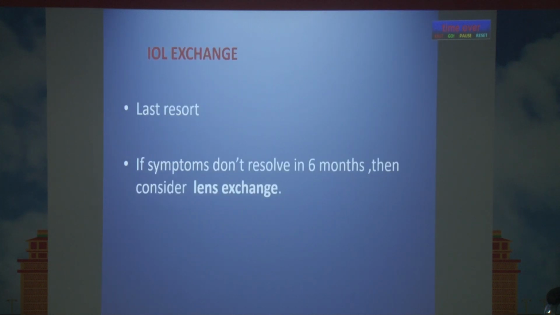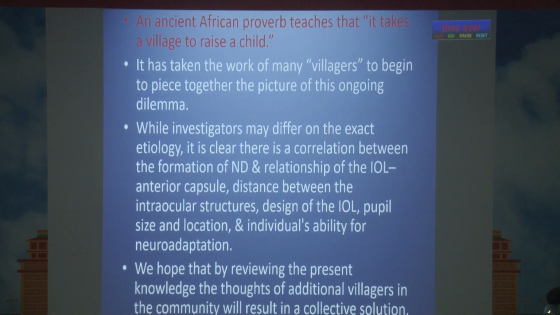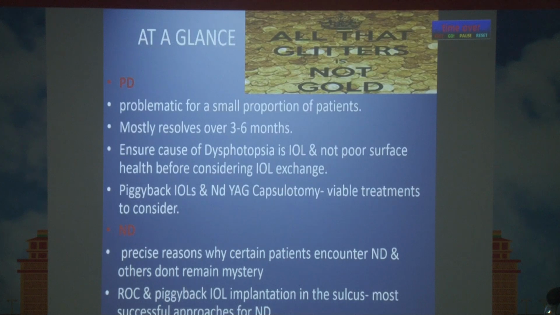IOL exchange is the last resort. When the problems do not resolve in 6 months, then consider IOL exchange. And the newer IOL you have to put now is one which has a low refractive index, not acrylic, rounded edges, large optic diameter, low surface reflectivity, and moves more power to the anterior surface and less to the posterior surface. But imagine if you have already implanted this lens and the patient has developed negative dysphotopsia, then what do you do?